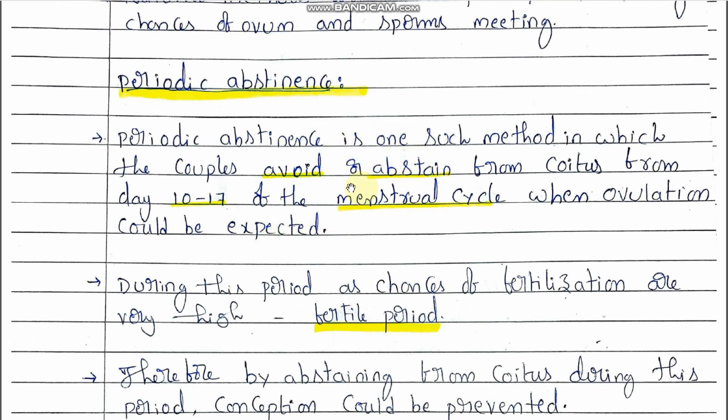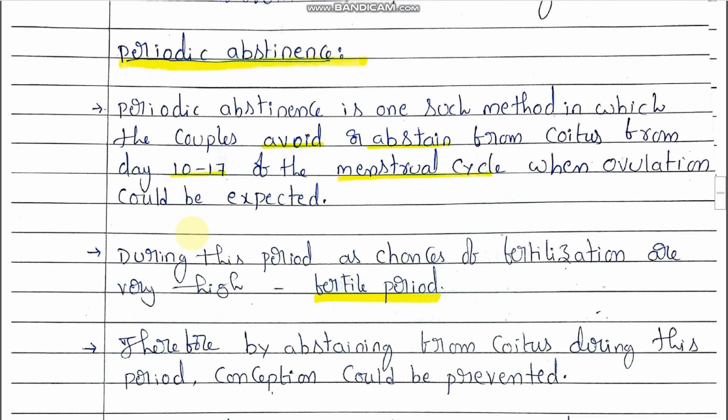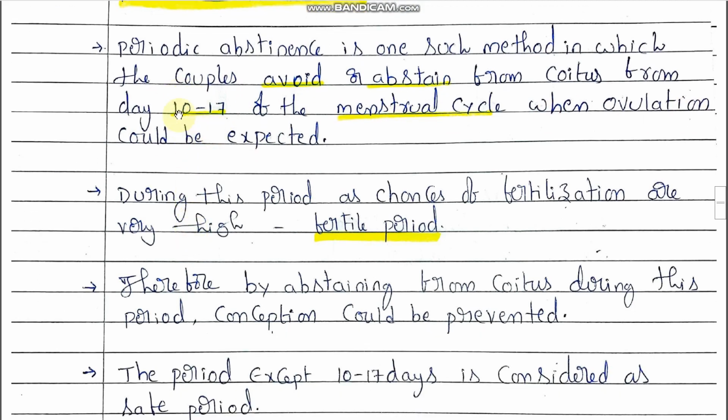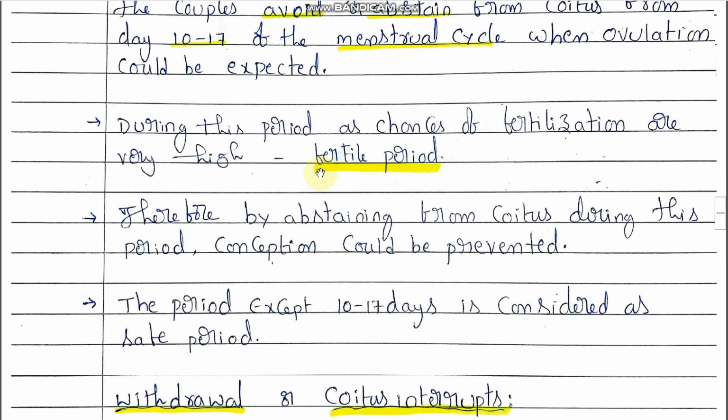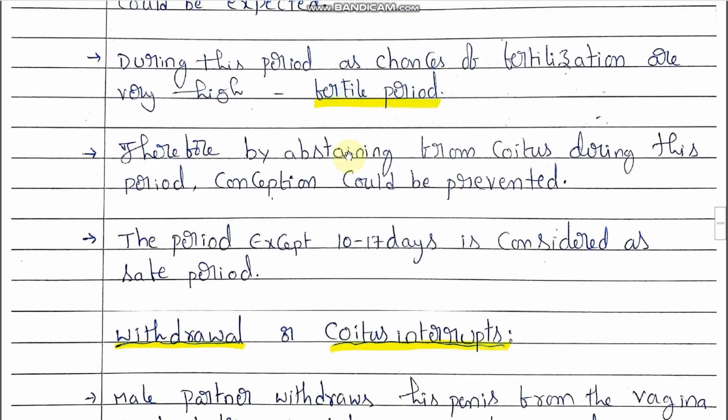So the couples are going to abstain from coitus in which days of the menstrual cycle? Day 10 to 17. Because what is the reason? The reason is ovulation chances are high during this period. During this period, as chances of fertilization are very high, this period is called the fertile period. 10 to 17 days is the fertile period in the menstrual cycle. Therefore, by abstaining from coitus during this period, conception could be prevented.